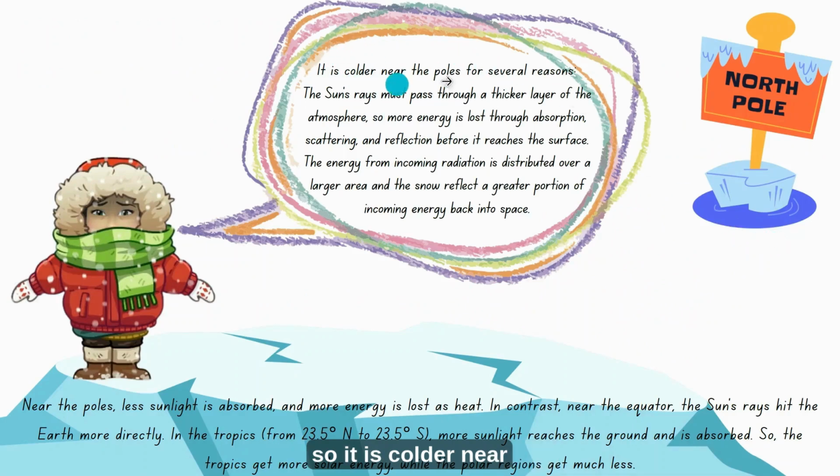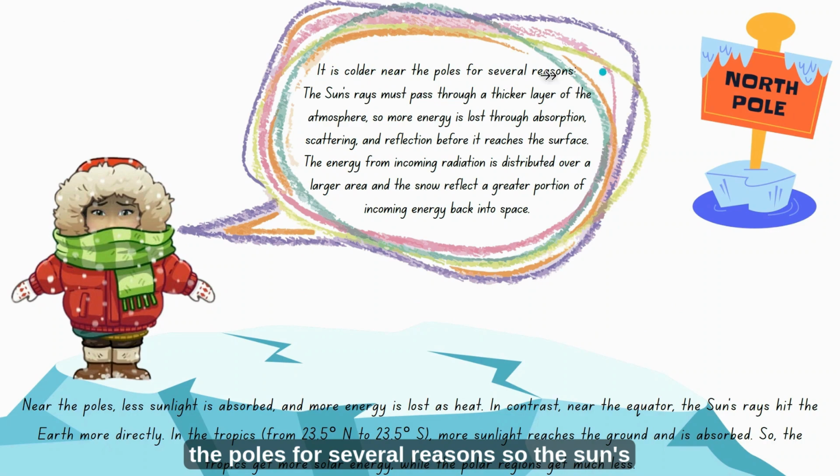So it is colder near the poles for several reasons. The sun's rays must pass through a thicker layer of atmosphere, so more energy is lost through absorption, scattering and reflection before it actually reaches that surface. The energy from incoming radiation is distributed over a larger area, and the snow reflects a greater portion of incoming energy back into space. So near the poles, less sunlight is absorbed and more energy is lost as heat.